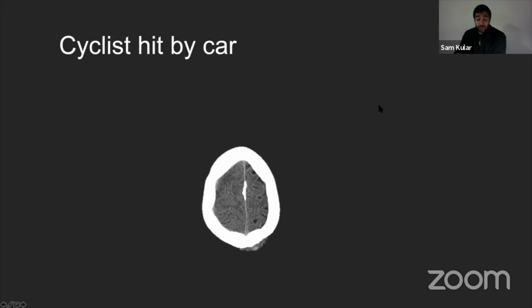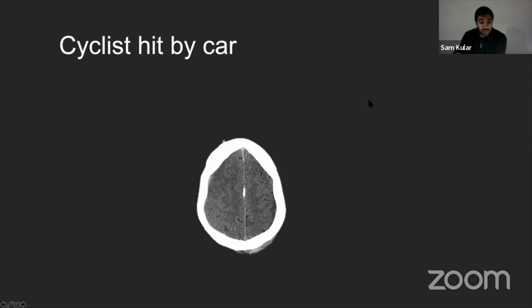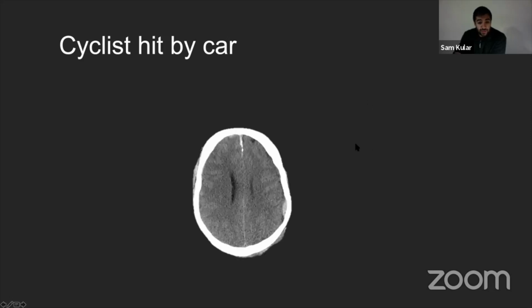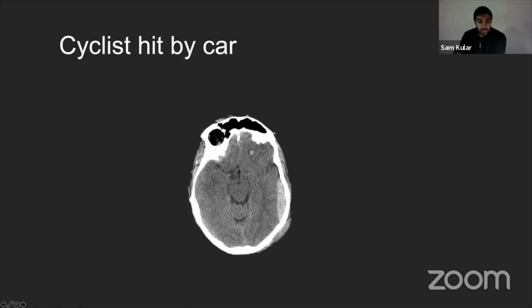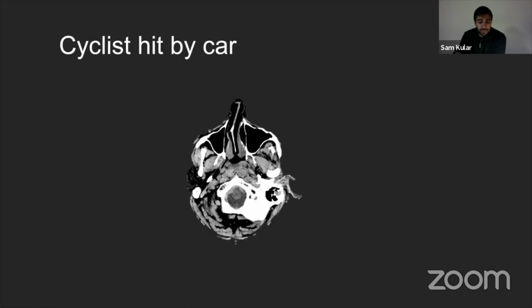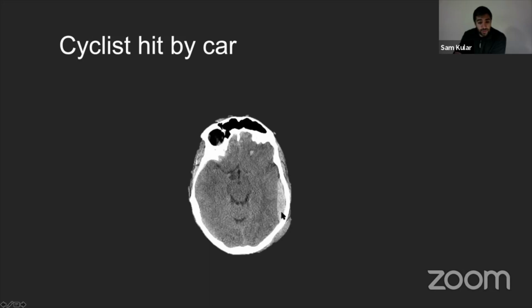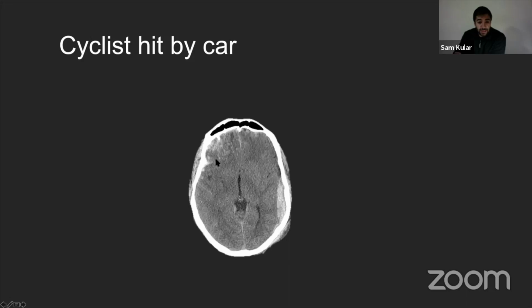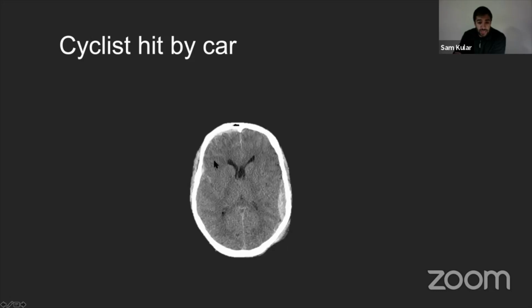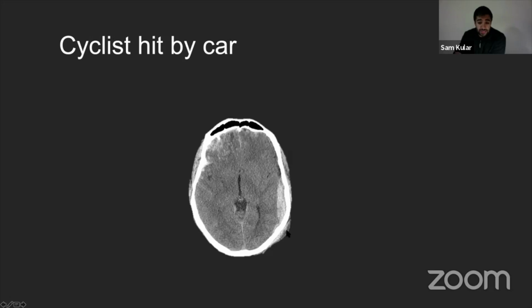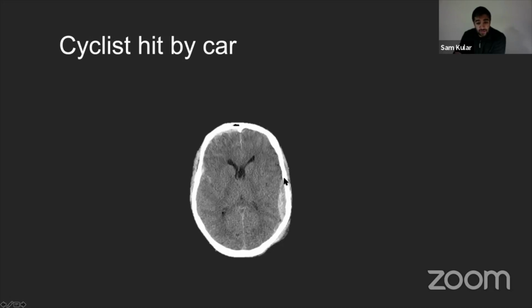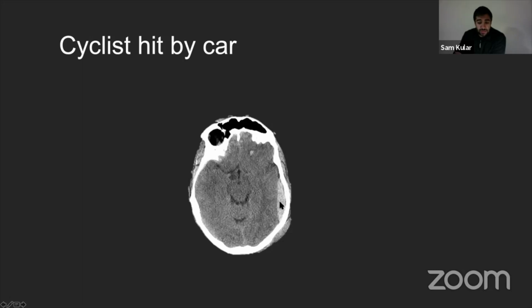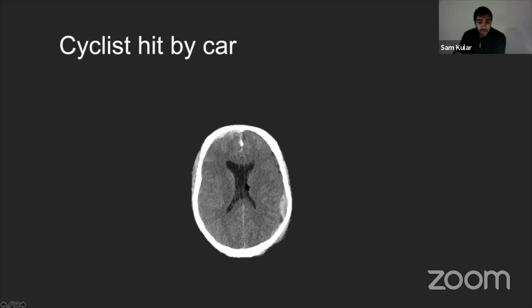So now going back to trauma again, cyclist hit by a car. So going through the images, we can see immediately there is some blood on the left and also blood at the front on the right. And this patient has got all three distributions of hemorrhage on their scan. So they've got a lentiform looking extradural hematoma on the left side. At the front on the right, there is a right-sided subdural hematoma.